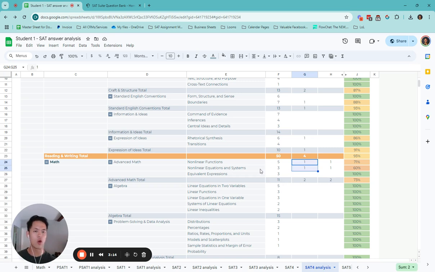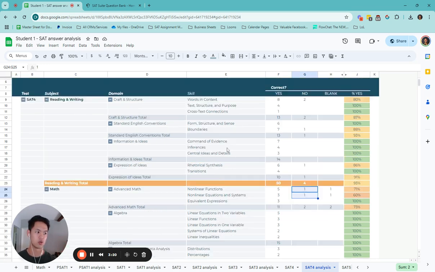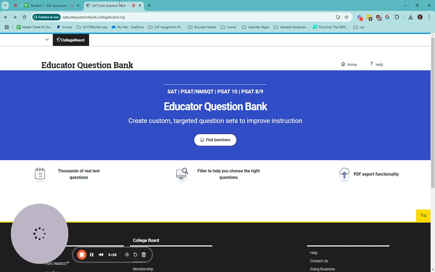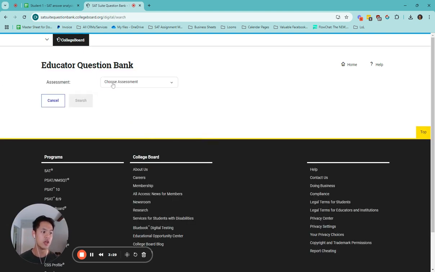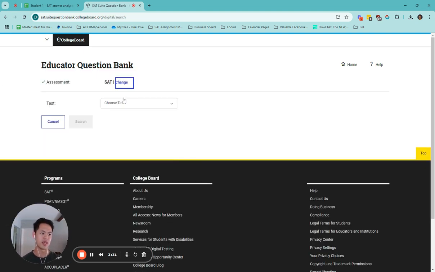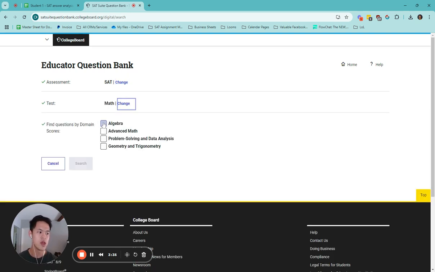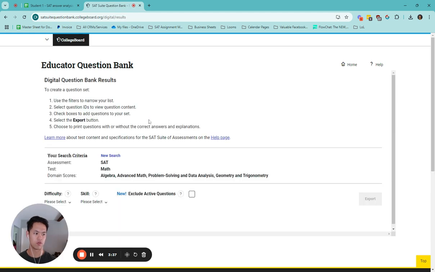But let's say we already know from this depiction exactly what we need to work on in terms of the topic. Now, what I'm going to have you do is just go to the SAT question bank. This is a free resource. You're going to click on find questions right here. You're going to choose for an assessment. We're doing the SAT, obviously. And let's just say we're going to do math. So let's select all 4 of those things.